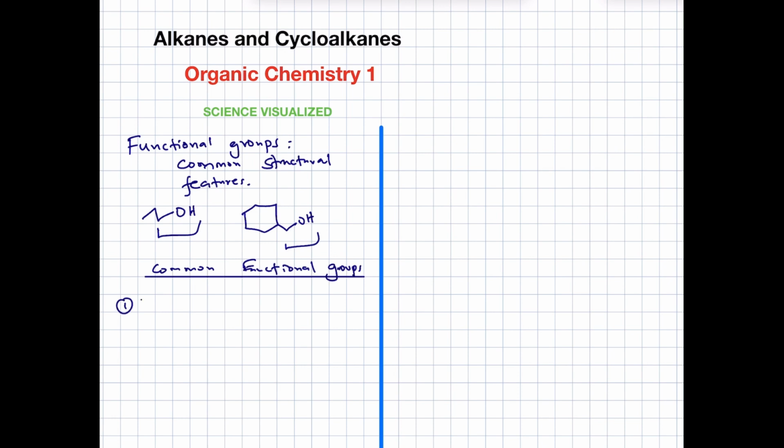Now, common functional groups, examples. Number 1, alkanes. These only contain carbon and hydrogen, and they don't have any double or triple bonds. So for example, you could have a straight chain alkane that has only carbon and hydrogen, or you could have a cyclic alkane.